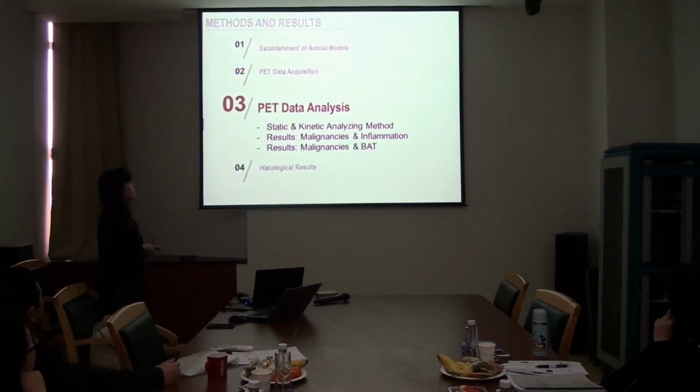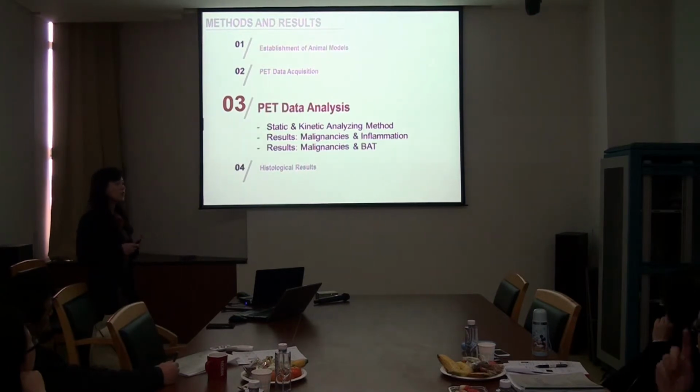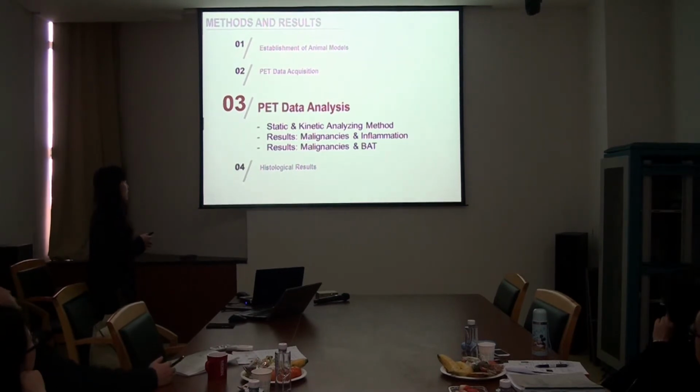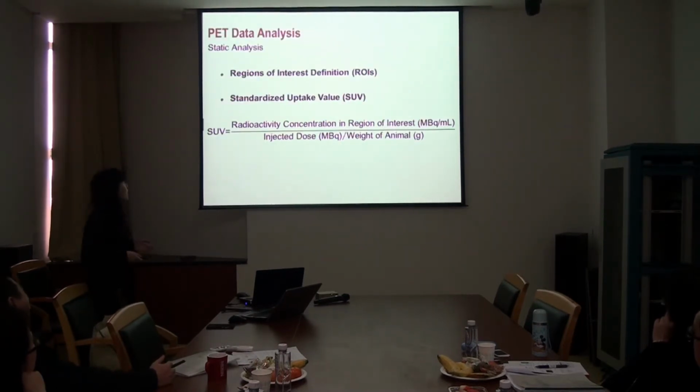In this section, we used both static and kinetic analysis methods for the data. We also took body locations into consideration and separated the animals into 2 kinds of groups. The first one is different lesions in the same body location, and the second one is the same kind of lesion in different body locations. For static analysis, we extracted the ROIs and calculated the semi-quantitative parameter called standardized uptake value, calculated in this form: radioactivity concentration in ROI over injected dose divided by weight of animals.